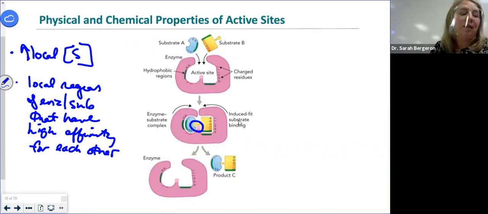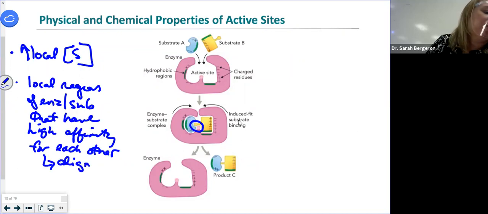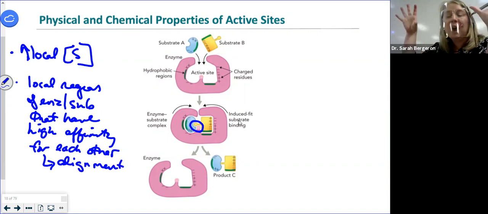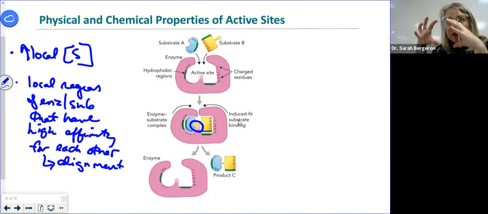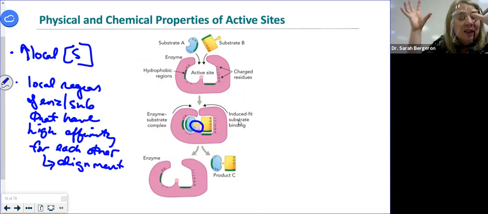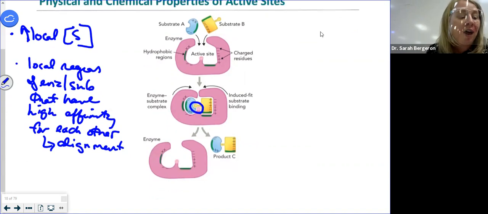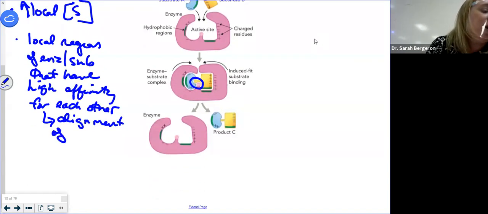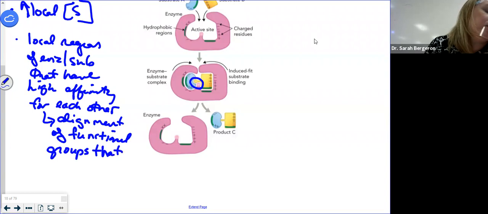Alignment of what? Alignment of the actual functional groups that are going to participate in the chemical reaction, right? Because if we get the substrates in the correct orientation, now those functional groups that are going to actually participate in the chemical reaction, it's not going to be the whole molecule. It's just a little piece of the molecule. And so by orienting them in the right place, we get alignment of functional groups that participate in the reaction.